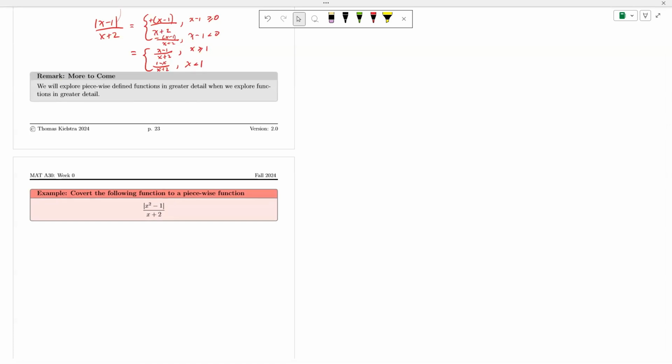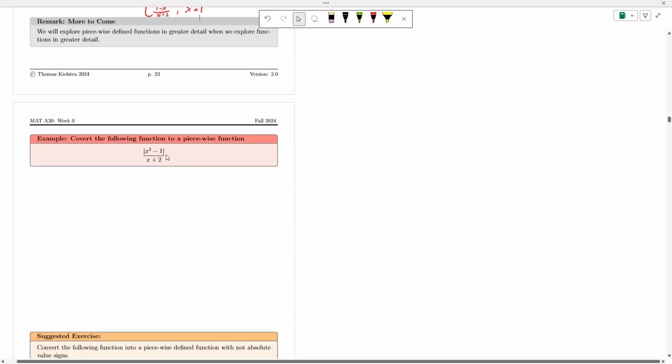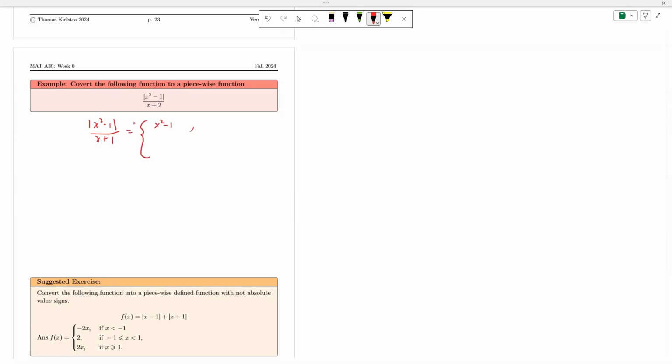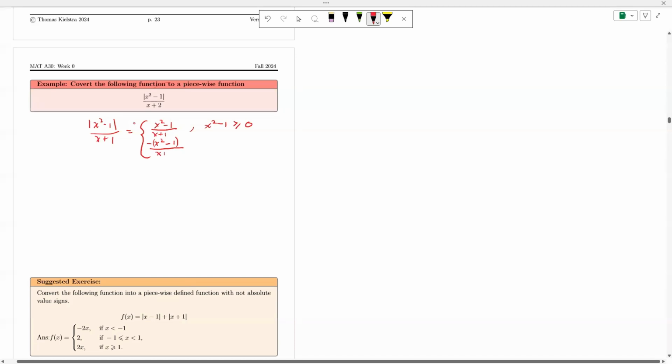So now what we're going to do is convert the absolute value of (x squared minus 1) over (x plus 2). And this takes a little bit more work. The absolute value of (x squared minus 1) over (x plus 2) equals, and now it's going to be (x squared minus 1) over (x plus 2) if x squared minus 1 is greater than or equal to 0, and negative (x squared minus 1) over (x plus 2) if x squared minus 1 is less than 0.